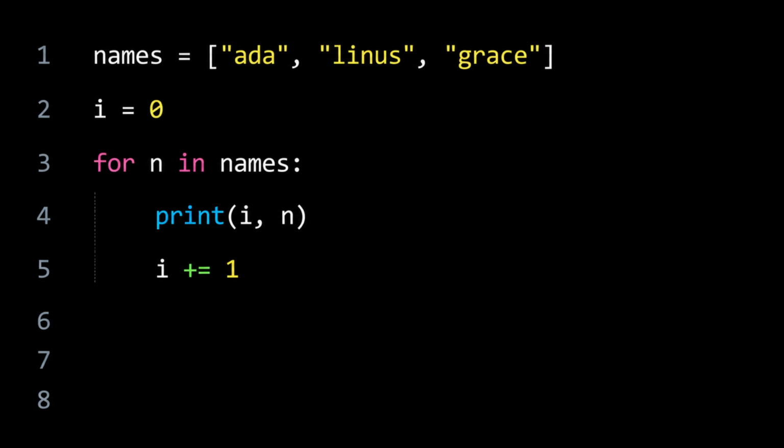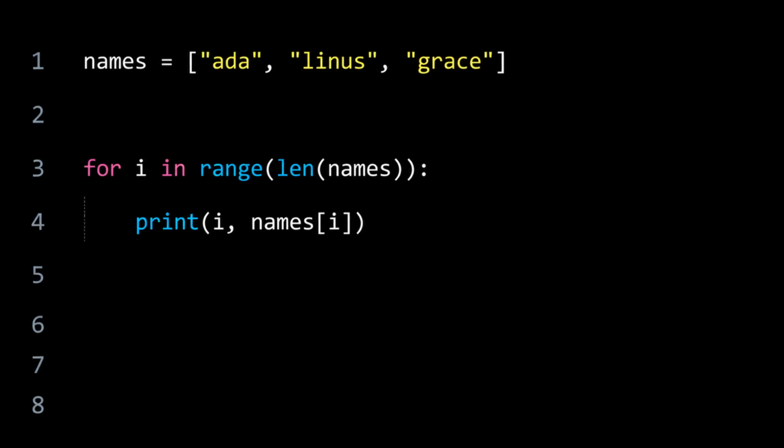Or you may loop over the position instead, using something like for i in range, then the length of the list you are looking into, and then you want to print i and print names with that index. So it'll be names[i] to get the item. It's just fetching items from a list using its index.